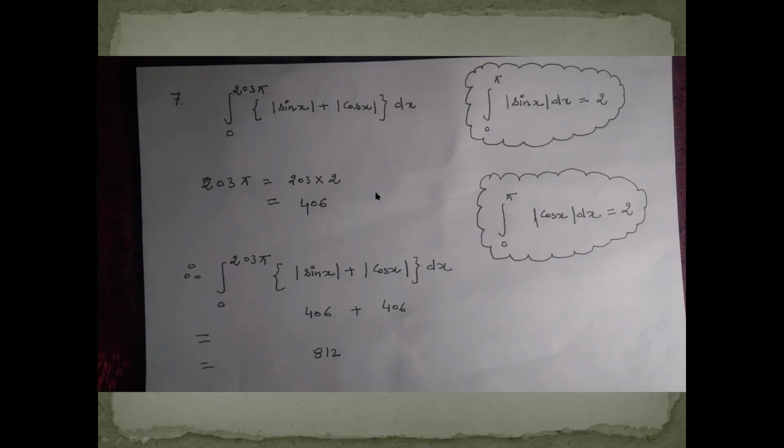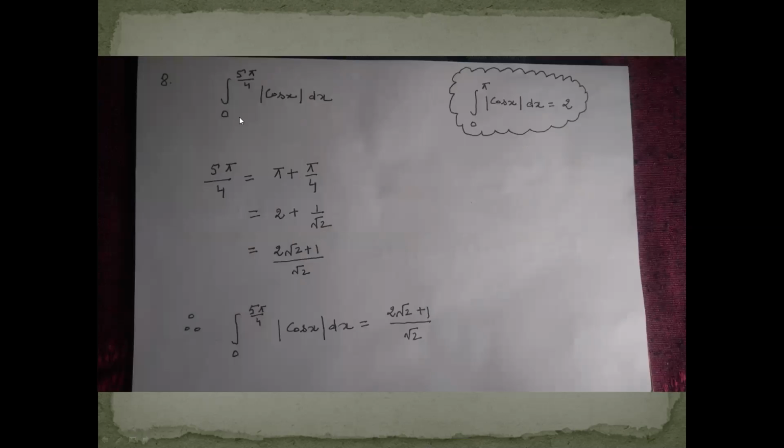Now our next question is, what is the integration from 0 to 5 pi upon 4 of modulus of cos x? Here this is not like 2 pi, 3 pi, 8 pi, 103 pi. This is in fraction form. So what do we do in fraction? 5 pi by 4 means pi plus pi by 4. Here pi means 2. Now this is pi by 4. We just put cos pi by 4. What is cos pi by 4? This is 1 upon square root 2. So if we put this value here, this is the final result.